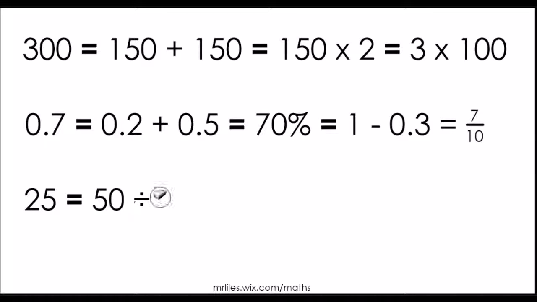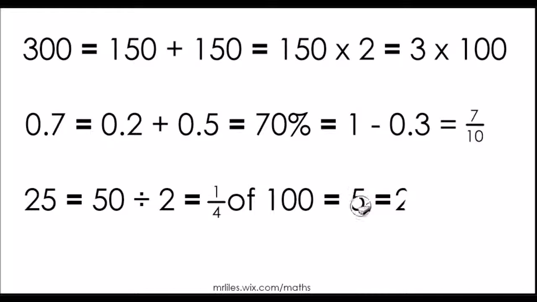And 25 can be made by taking 50 and dividing by 2. 25 equals a quarter of 100. 25 equals 5 squared. And 25 equals 250 divided by 10.